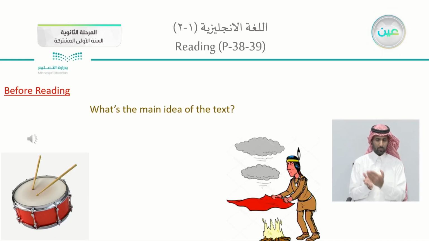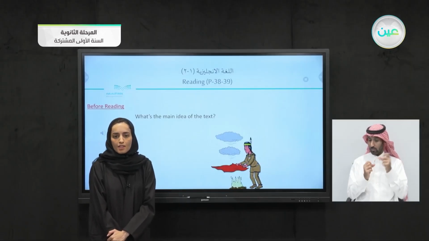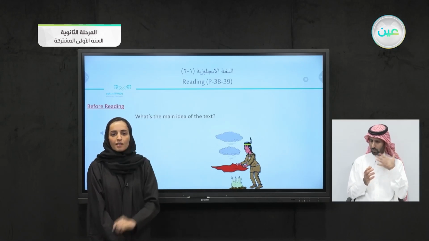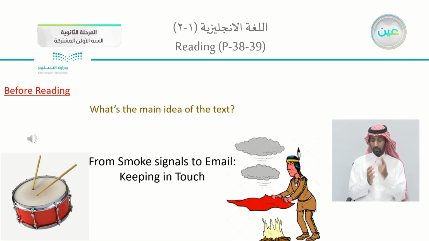We're going to take these one by one, and each time you will come up with the main idea in the paragraph. Listen, just the general idea, no details, just the general idea. Let's listen to the first one, and you will tell what is the main idea of this paragraph. What are we about to read about? Let's listen. From Smoke Signals to Email, Keeping in Touch.